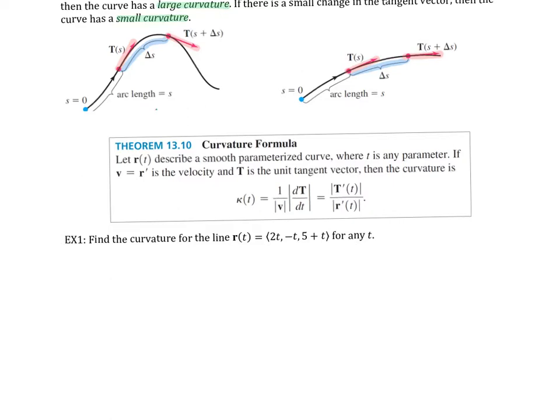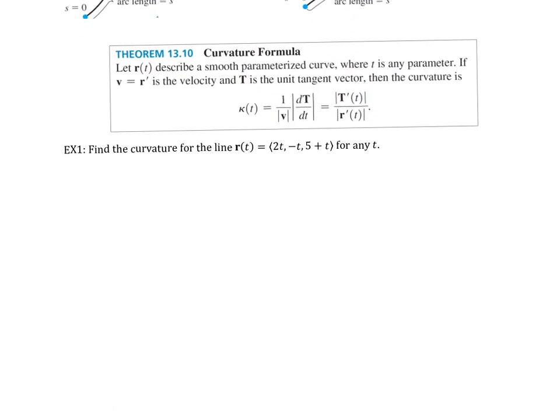Using a formula with arc length can sometimes be difficult. So instead we're going to use this curvature formula. This says to compute curvature, you can take 1 over the magnitude of the velocity times the magnitude of the derivative of the tangent vector with respect to t, or in other words, the magnitude of the derivative of the tangent vector over the magnitude of the derivative of r. And really those formulas say the exact same thing.